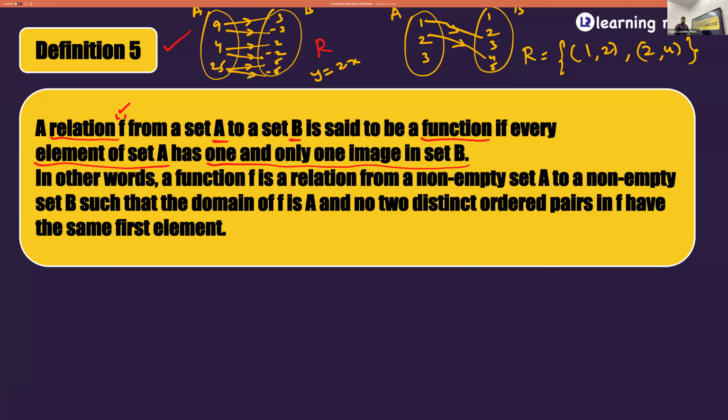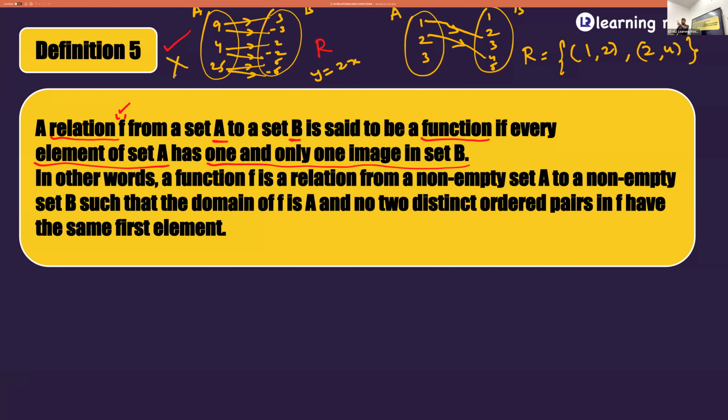Can I call this relation a function? No, we cannot call it a function because two elements are associated with one element, but it should be associated with only one element. So this is also not a function. Now you have got a perspective of what a function is. So when can a relation be called a function?